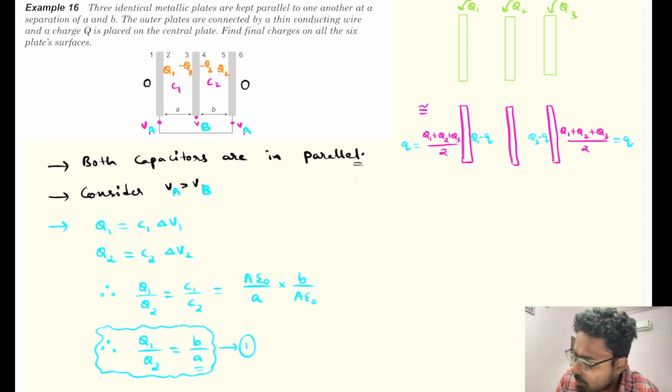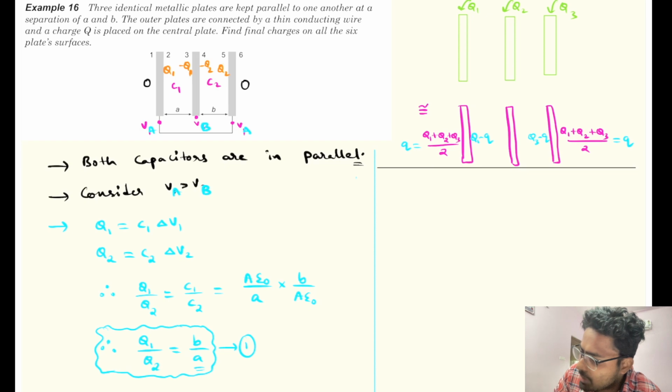Now the next important thing over here is, you can see that this is isolated. Whatever this capacitor plate is, isolated means not connected to anything. This is an isolated plate. Sir, isolated plate means what will happen? Charge on that plate must be conserved.